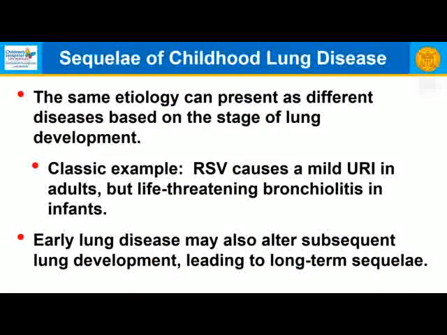One interesting aspect of pediatric pulmonary physiology is that the same etiology can present as different diseases based on the stage of lung development. A classic example is that RSV, respiratory syncytial virus, causes a mild upper respiratory infection in adults, but potentially a life-threatening bronchiolitis in infants. Early lung disease may also alter subsequent lung development, leading to long-term sequelae.